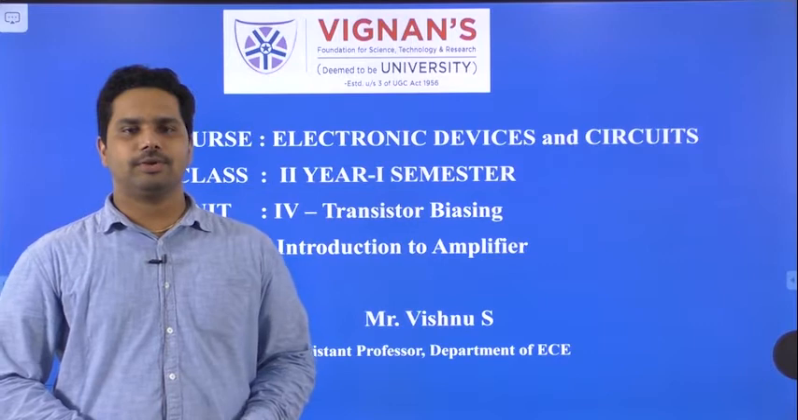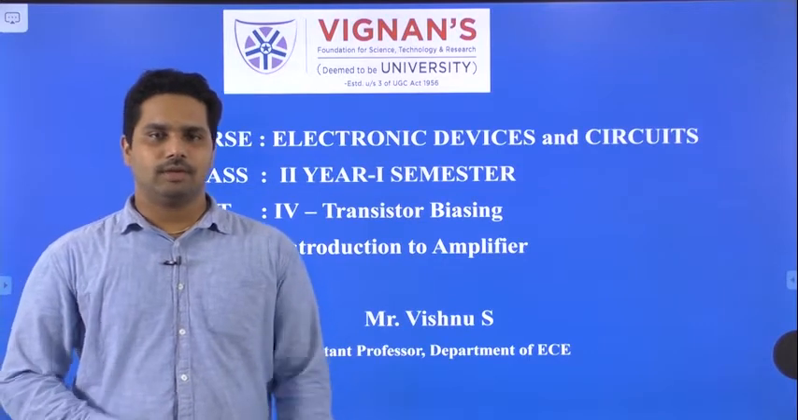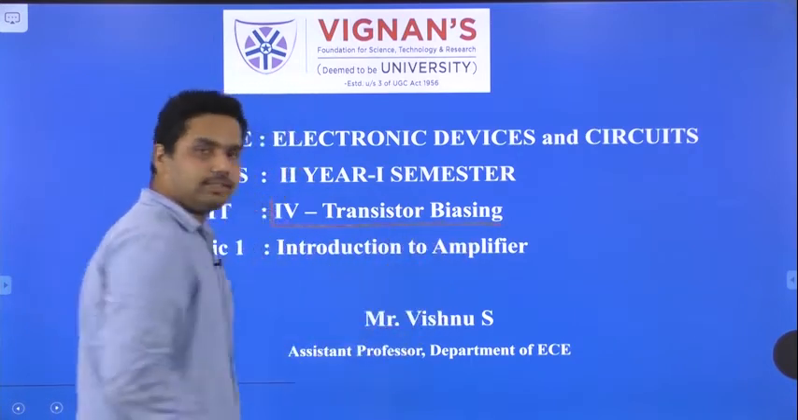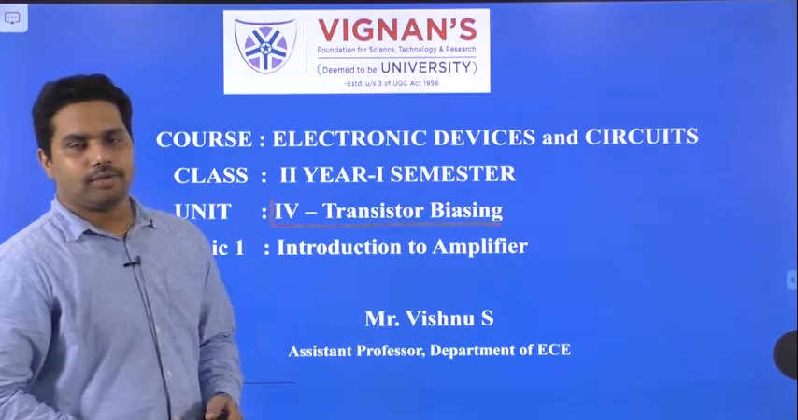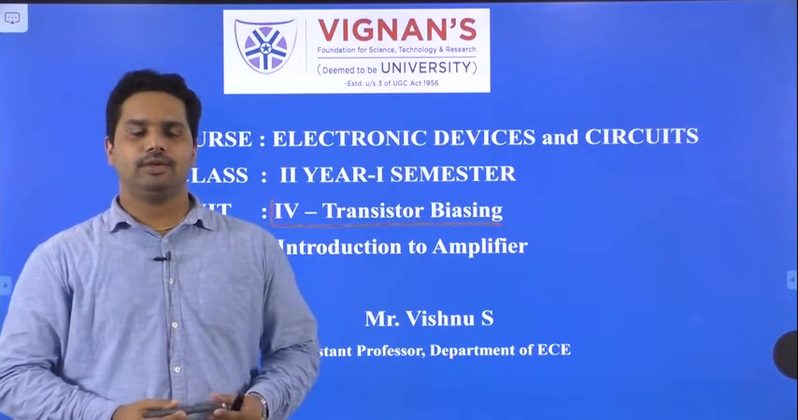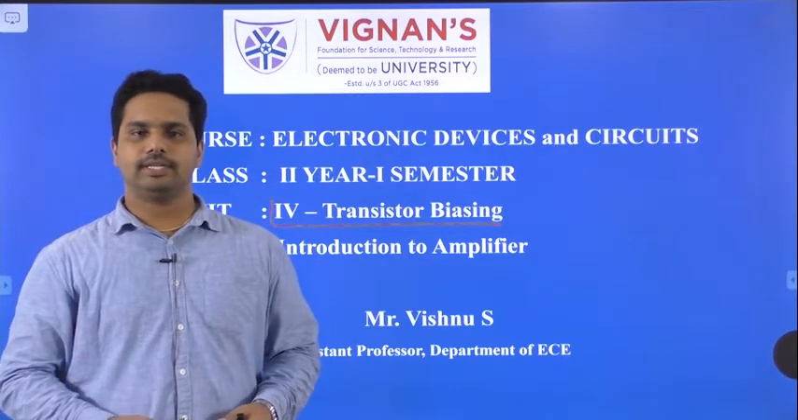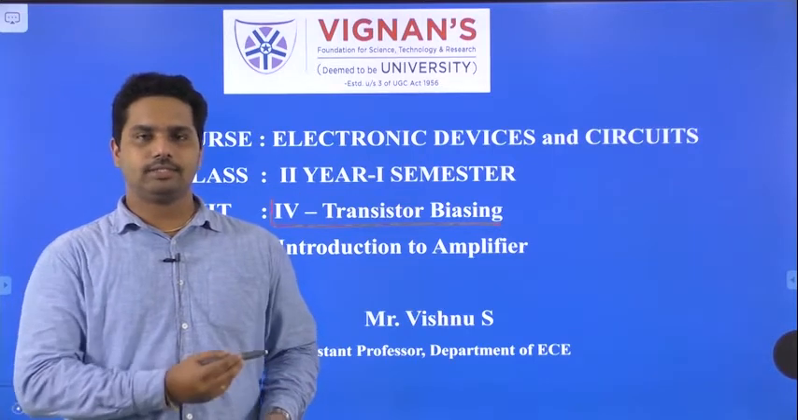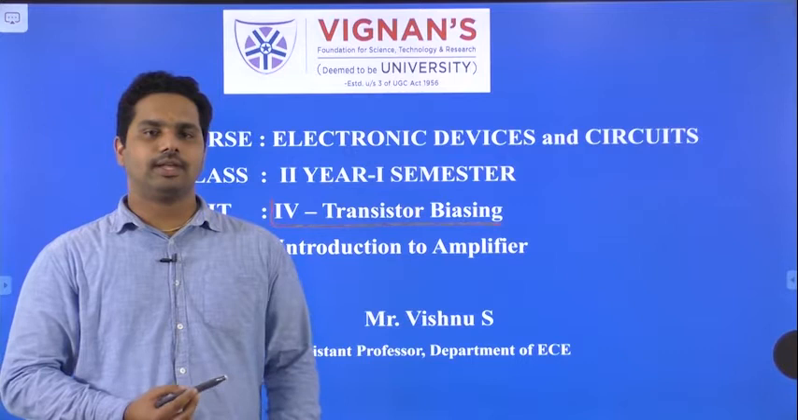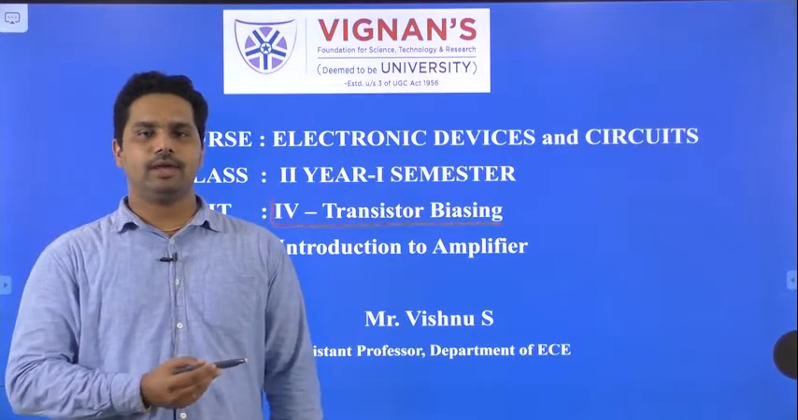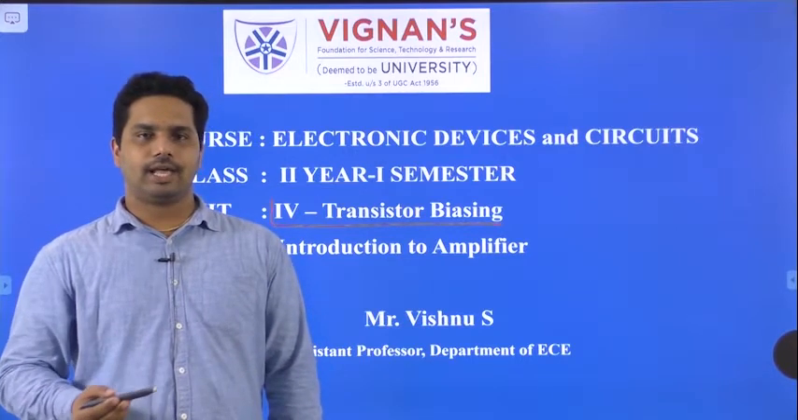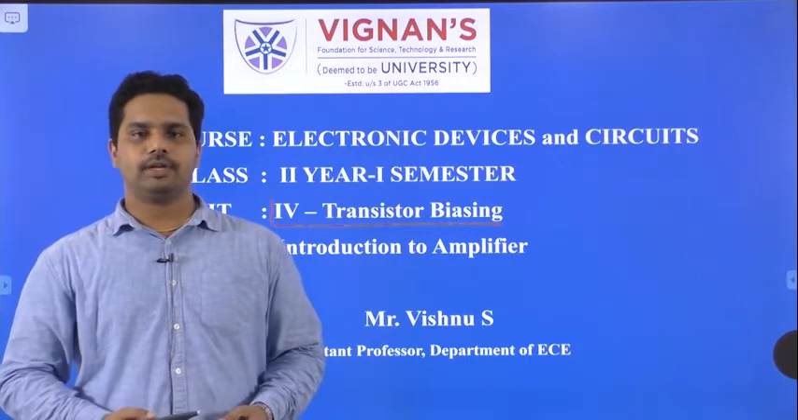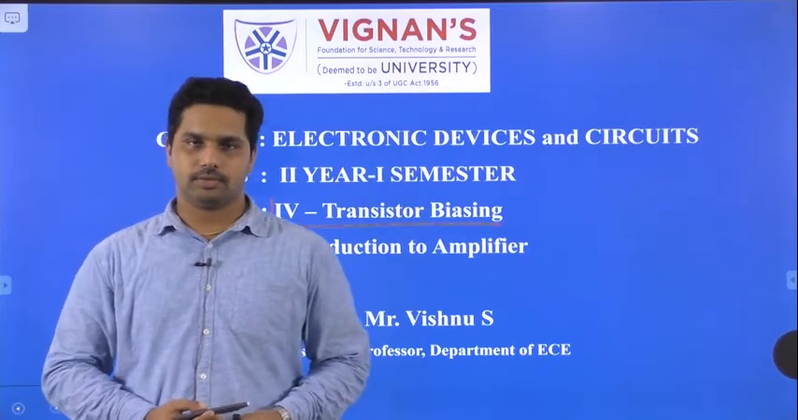Welcome back to the lecture videos on electronic devices and circuits. In this video, we are going to see Unit 4, Transistor Biasing. We have already seen the BJT in Unit 3, its working, and its applications. In this unit, we will be seeing the minimum requirements to make one BJT work as an amplifier, and that amplifier should amplify the signal properly to obtain faithful amplification.